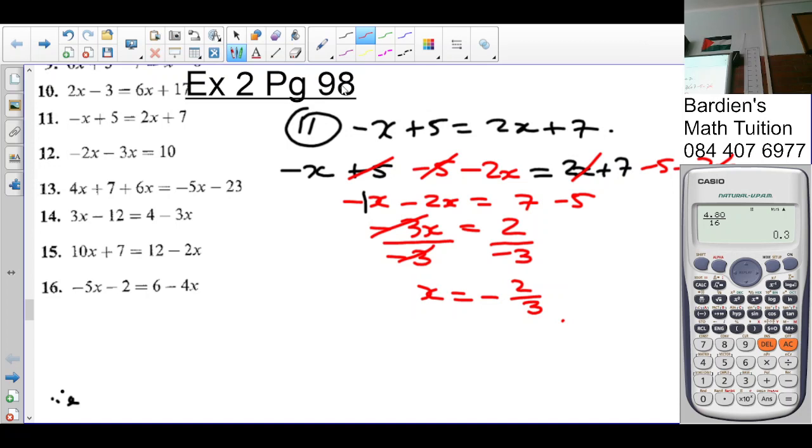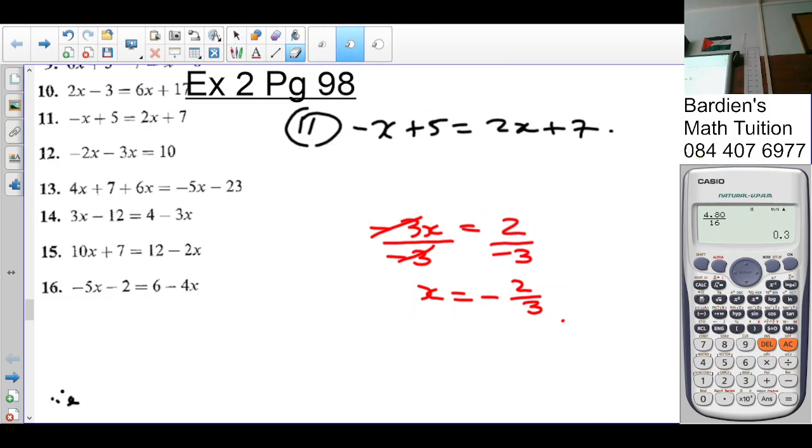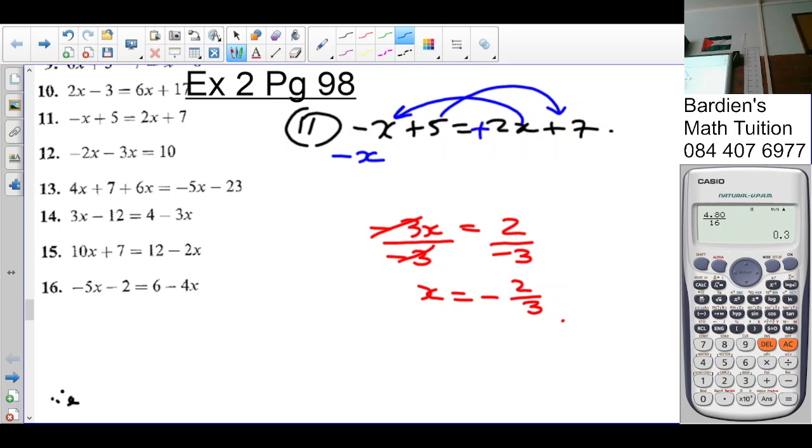Okay? Then I could have cut this step out here by simply saying x is on one side, numbers the other side. So it's minus x, positive 2x becomes minus 2x is equal to, that 7 is staying there, so it remains positive, plus 5 becomes minus 5. Minus 3x, or minus x minus 2x is minus 3x. 7 minus 5 is 2. Okay?